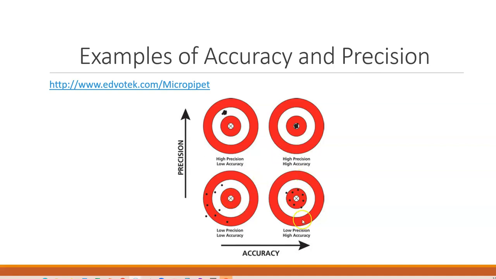Then we have the low precision and high accuracy, where it's accurate because all the values are close to each other, but they're not close enough to the target. And then here's the example of high precision and high accuracy, where all of the results are very close together and within the prescribed limits.